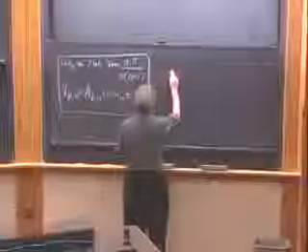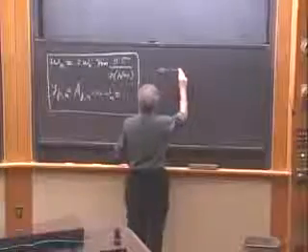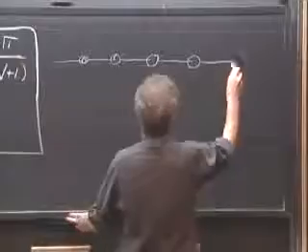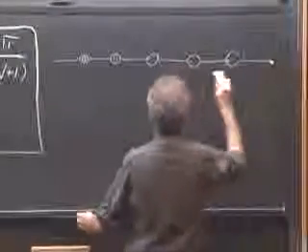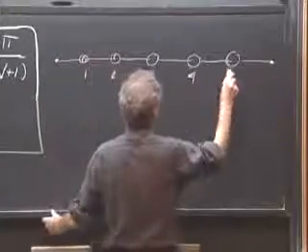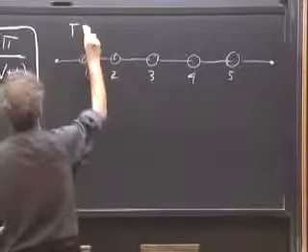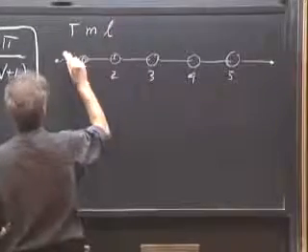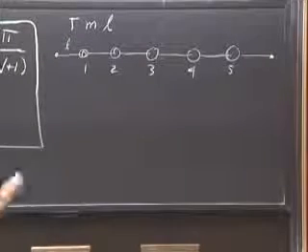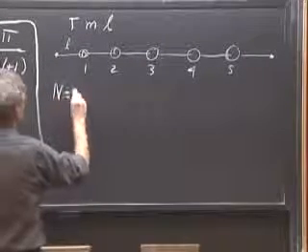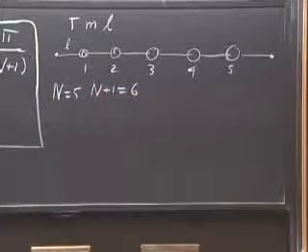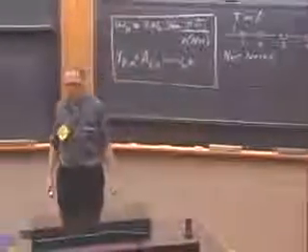I'm going to have 5 beads on a string, 1, 2, 3, 4, 5, fixed here, 1, 2, 3, 4, 5. The tension is T, the mass of each one is M, and the separation between them is L. And so N is 5. Keep in mind that N plus 1 is 6. The reason I write that down is because you're going to need the N plus 1.